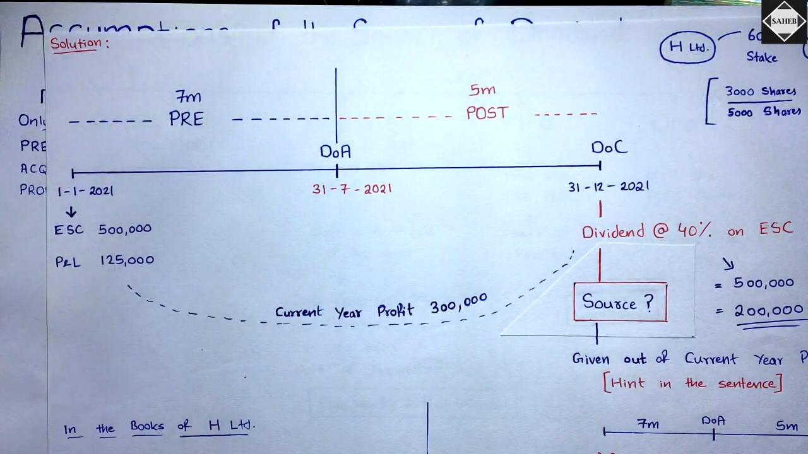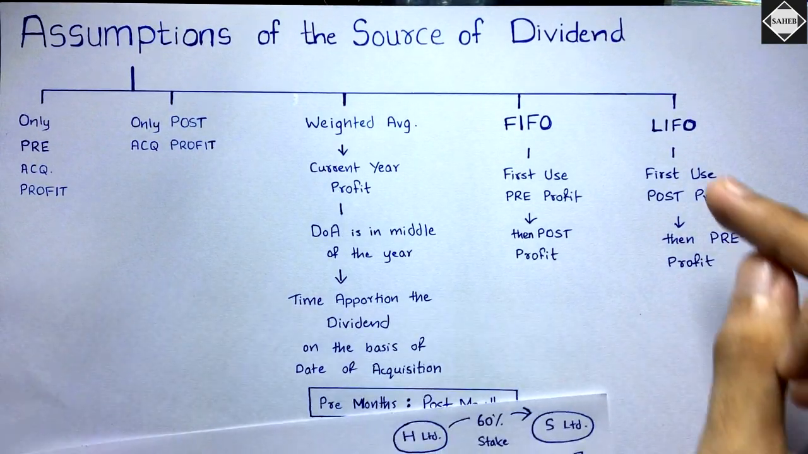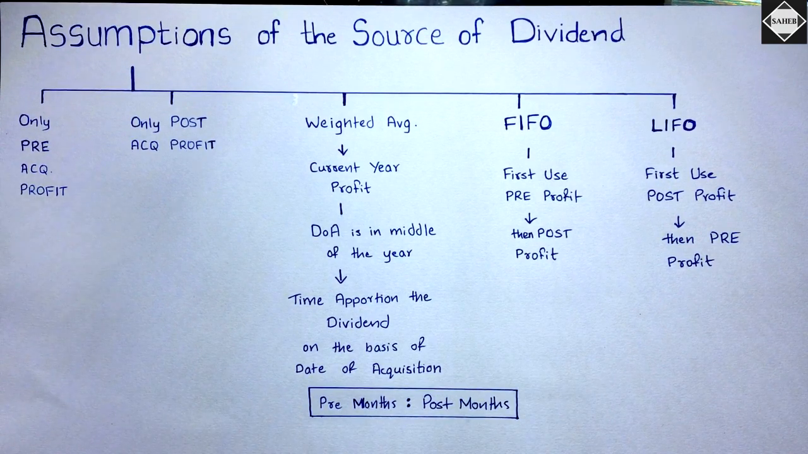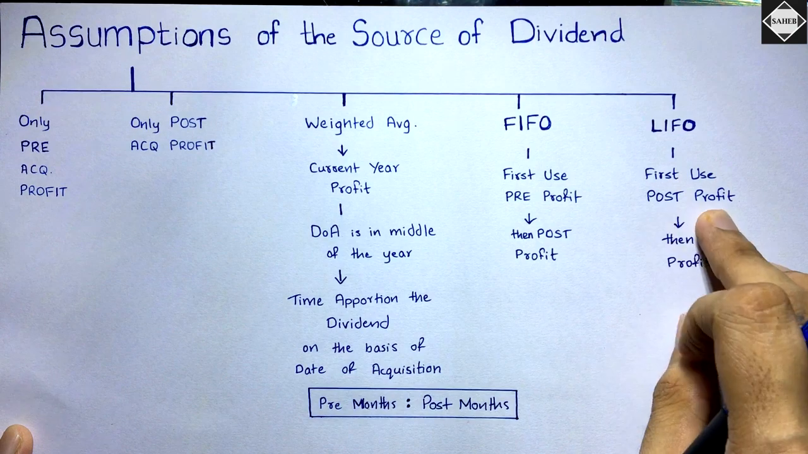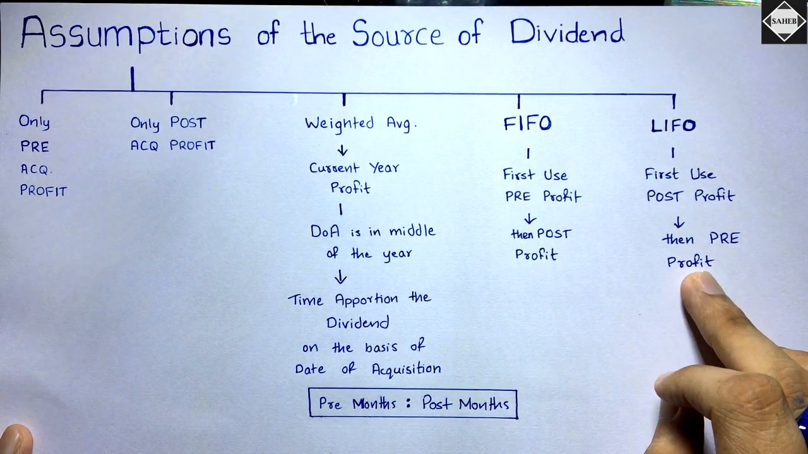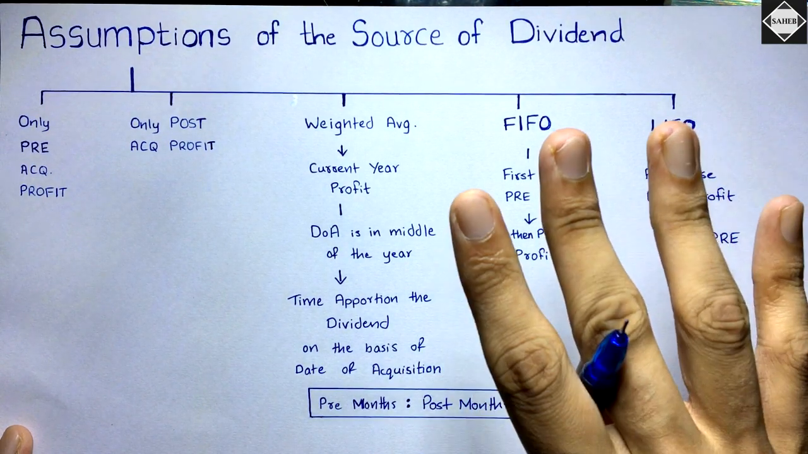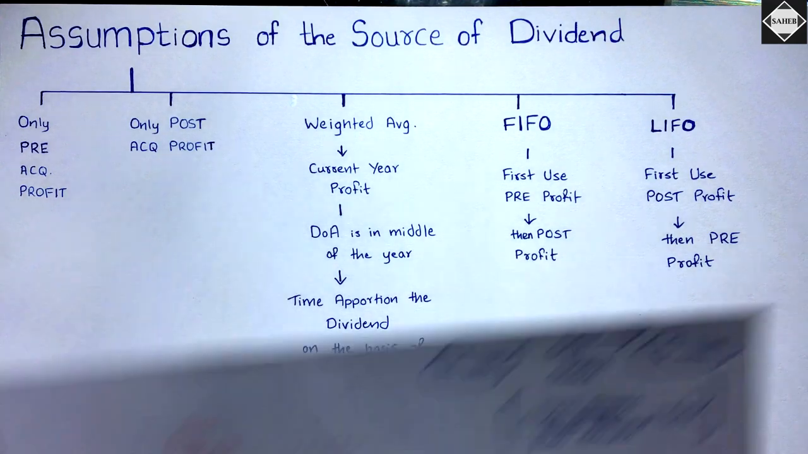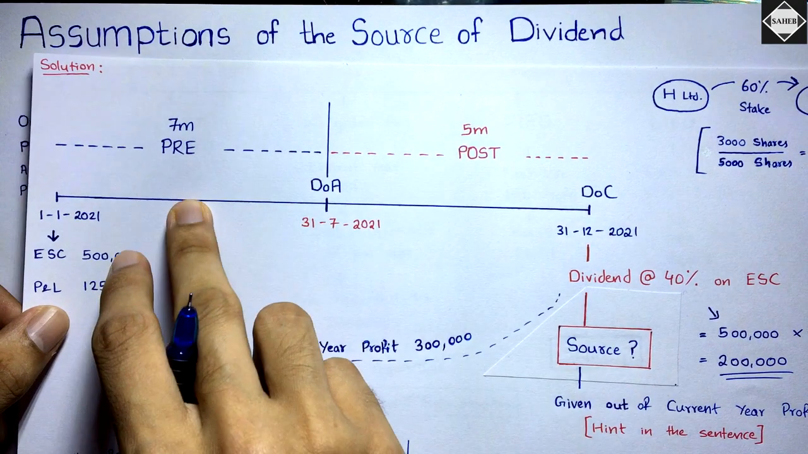Fine. And then the last assumption you have is last in first out, the LIFO assumption. So what is this? This is exactly the opposite. You all know this. First use post-acquisition profit, then pre-profit. For example, again the same example I'm taking. Let's say the dividend is 4 lakh, and you have over here 1 lakh 25 and here you have 3 lakh.